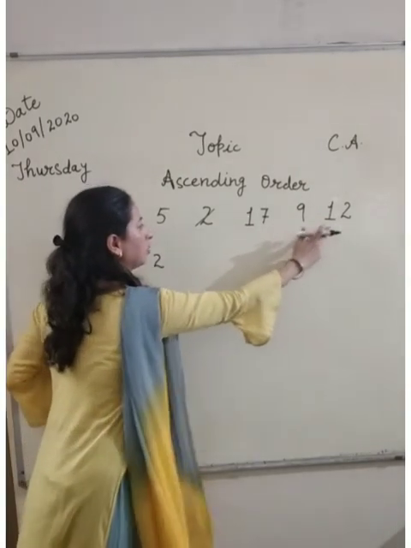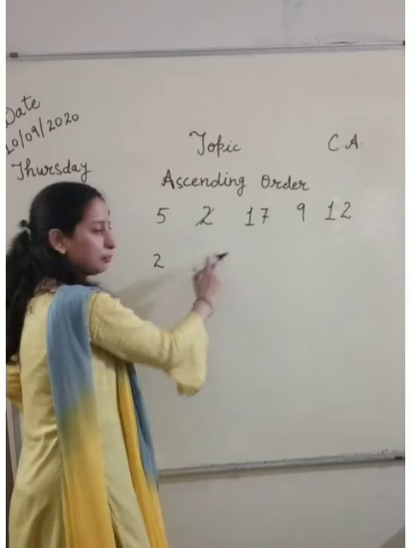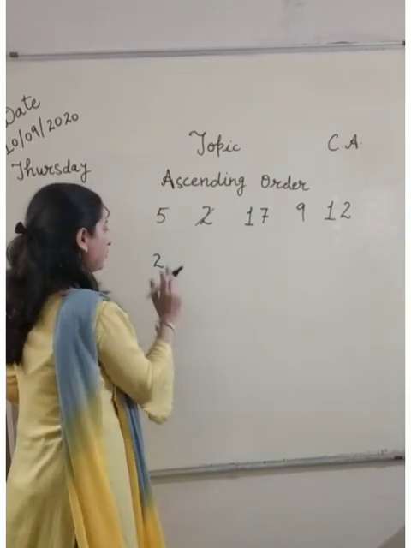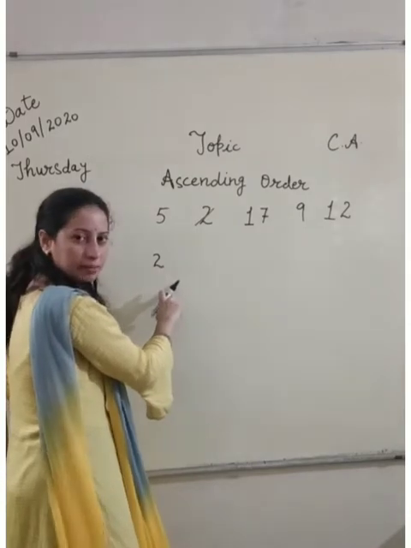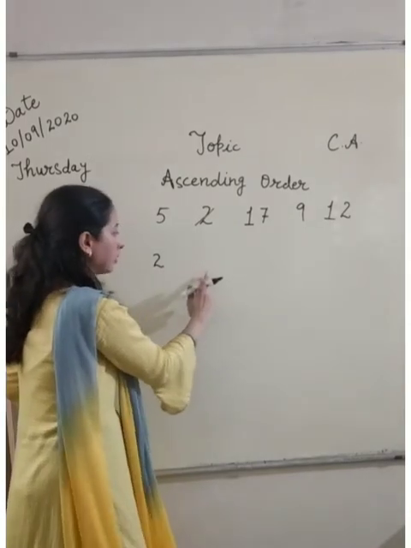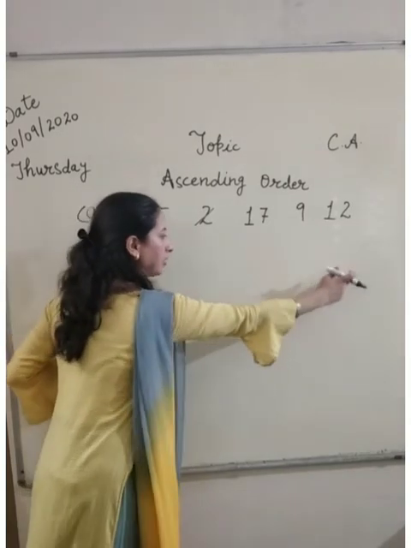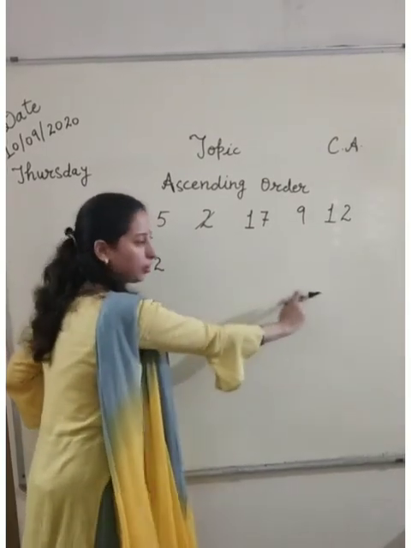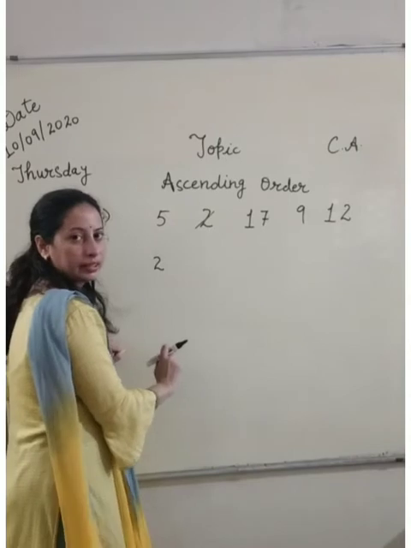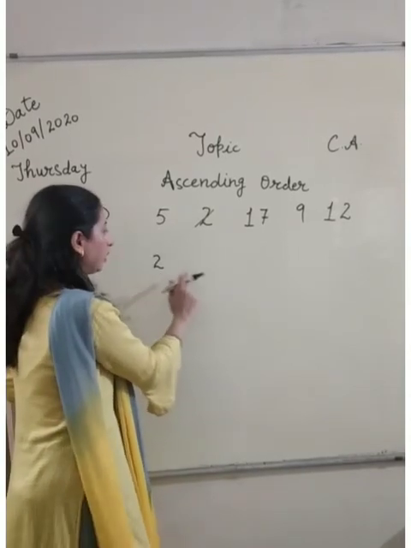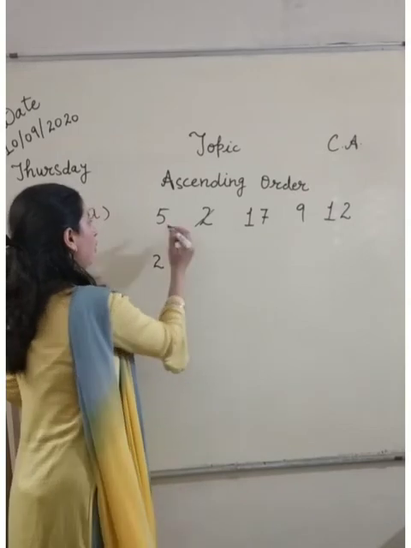17, 9, 12. सभी ग्रेटर हैं, बट वी आर राइटिंग इन द इंक्रीजिंग ऑर्डर, जिसमें सबसे पहले सबसे स्मॉलेस्ट नंबर आता है, फिर उससे ग्रेटर, फिर उससे ग्रेटर, फिर उससे ग्रेटर, फिर सबसे ग्रेटेस्ट नंबर. हमें इस ऑर्डर में नंबर्स को लिखना है. सो 2 के बाद कौन सा नंबर आना चाहिए? 2 से ग्रेटर कौन सा नंबर है?